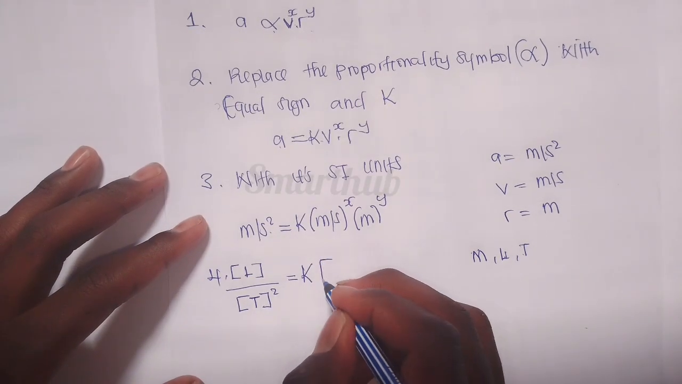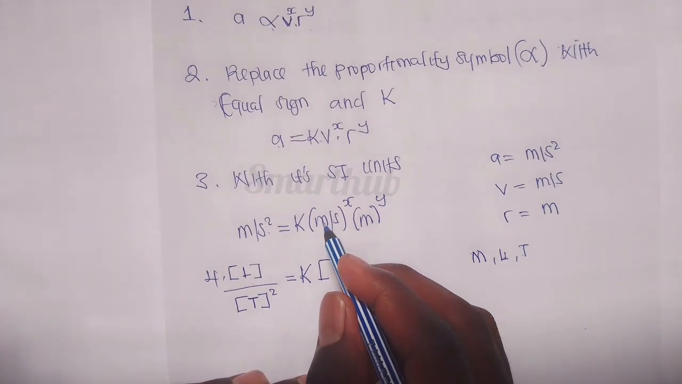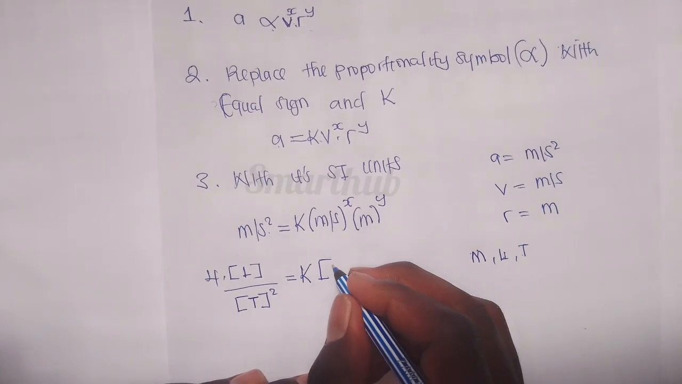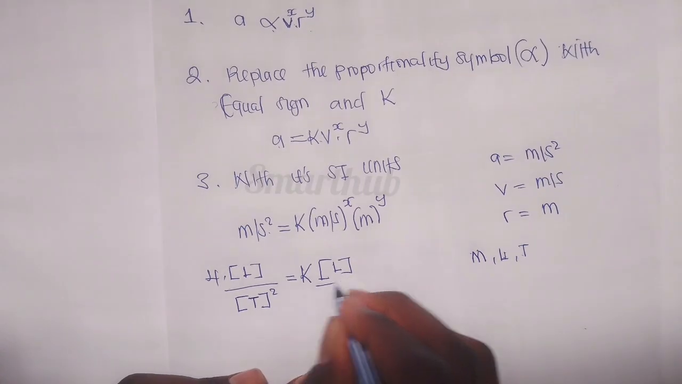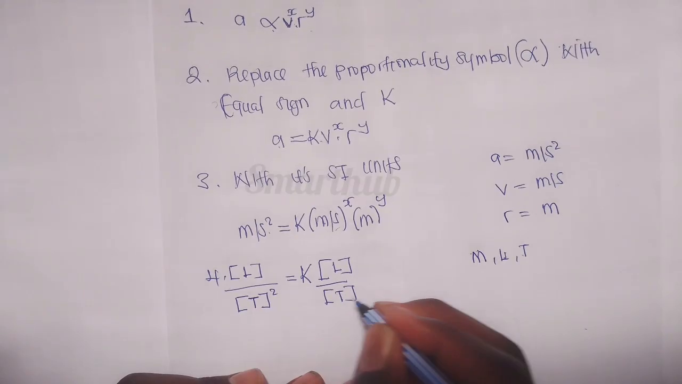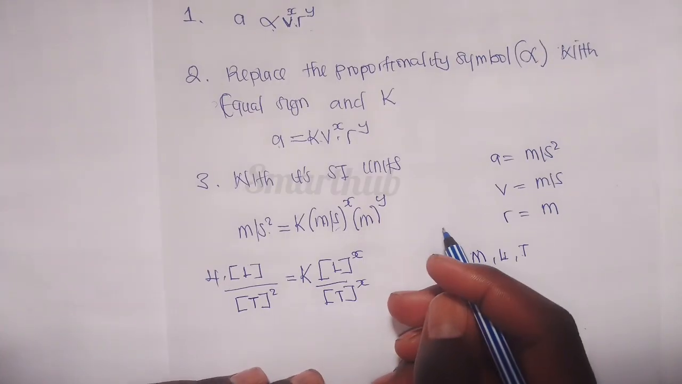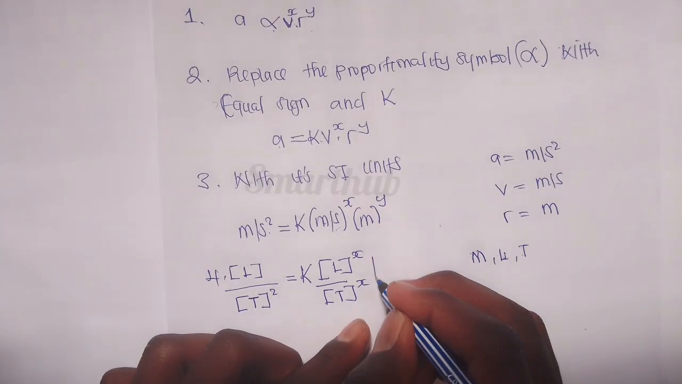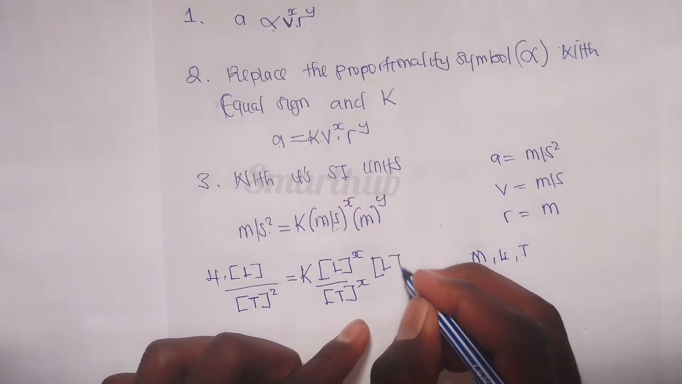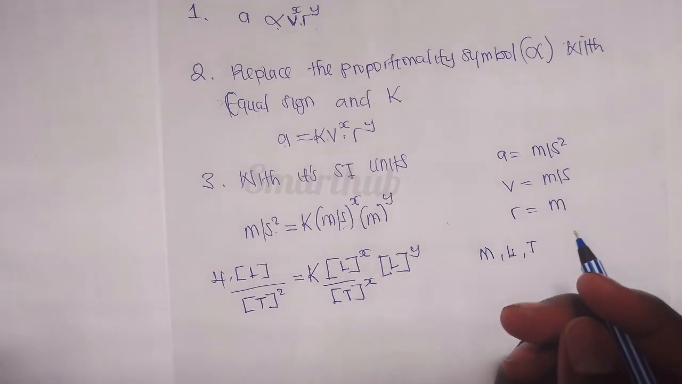You open, we have meters. This is length. We have time to the power x. So here we're going to have x even here. We're going to have x. Then we also have this meters. This is length to the power y. Okay.